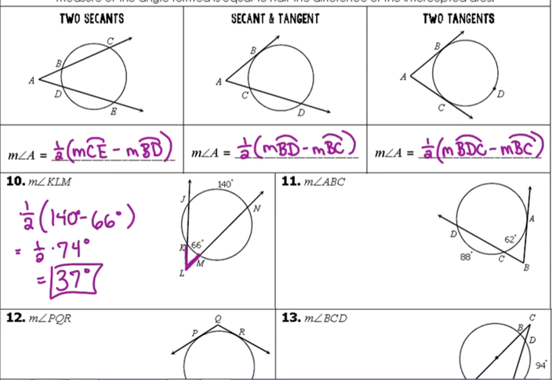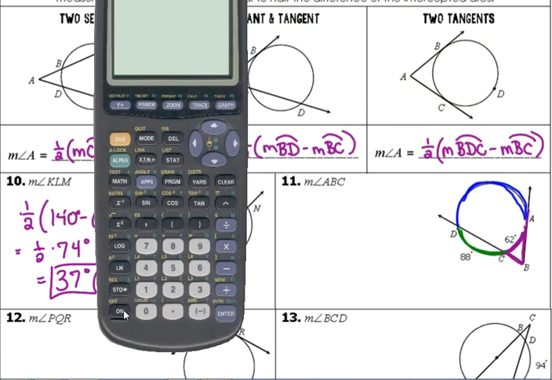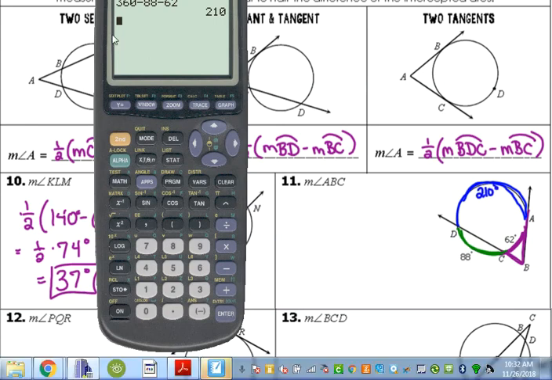Number 11, the measure of angle ABC. ABC is right here. We've got the little arc, 62. We do not have the bigger arc, but they gave us enough information to find it. 62 is this part of the circle. 88 is this part of the circle. The arc that we need is the remainder of the circle. Those three arcs together make up the entire circle. So 360 minus 88 minus 62 gives us 210 for that arc right there.